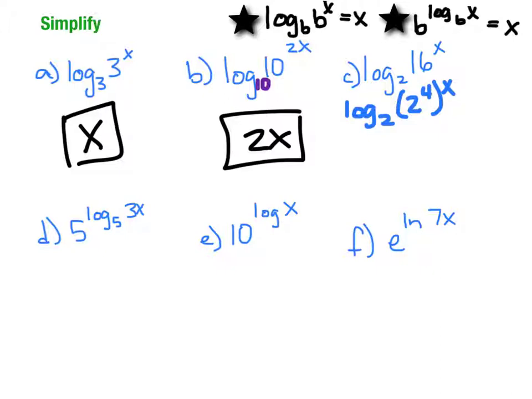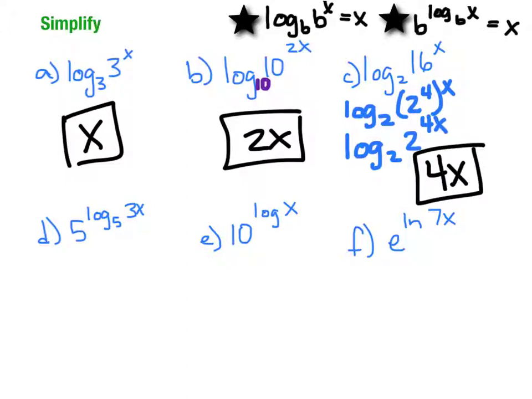Now by our properties, 2 to the 4th to the x, if you have a power to a power, what do you do to those? Yeah, you multiply. So that's log base 2 of 2 to the 4x. So what would this simplify down to? 4x. Because now that those 2's are the same, we just look at the exponent. Down here in the bottom we have 5 to the log base 5 of 3x. So as long as the base of the exponential and the base of the log are the same, what does this simplify down to? 3x. Yeah, just whatever they're taking the log of.